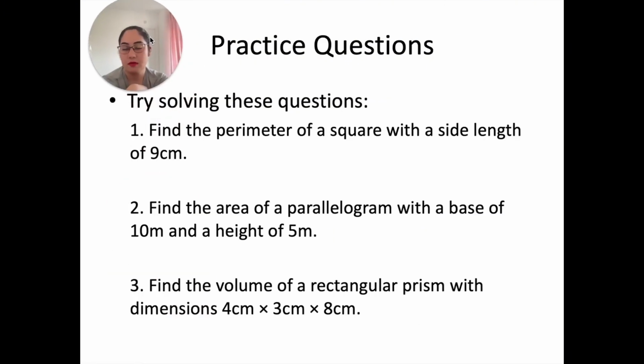Now, some practice questions for you. So I want you to try these questions. You can pause the video, go through these questions, and then comment your answers, and I can let you know whether you got the right or wrong answer and give you some pointers if needed. So pause the video and have a go with these questions.